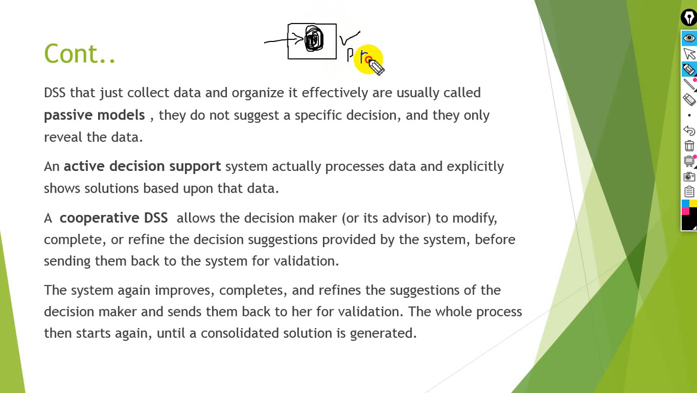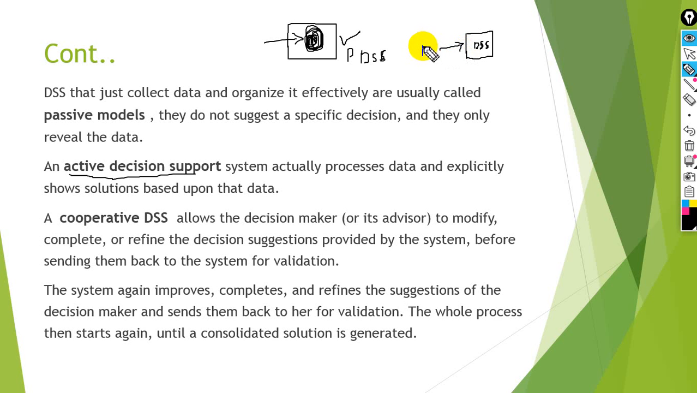This is the passive DSS. Second is the active decision support system. An active decision support system is a system that, on the basis of data, will suggest the solution. They will also provide the solution for the problem to the organization. For example, an organization has a problem, so this DSS will find the solution for the problem of the organization.